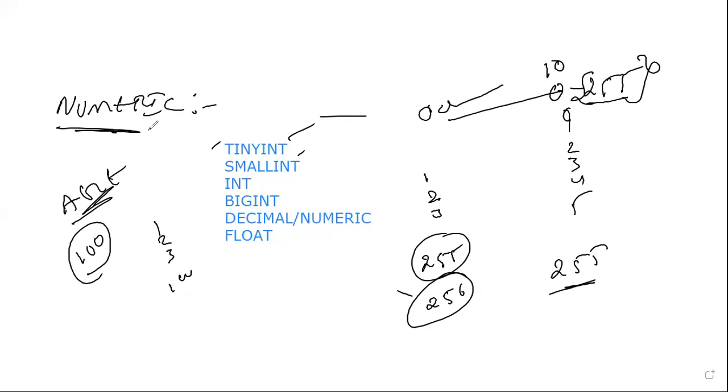Next, tiny int does not store negative values. Everyone is underlining this point, right? Okay. Now give a side heading as small int.